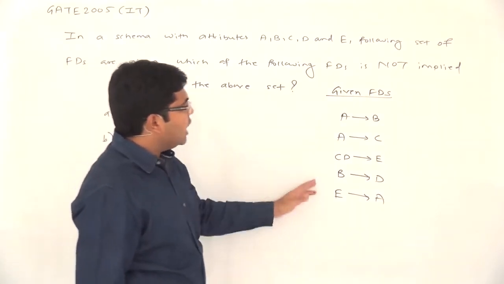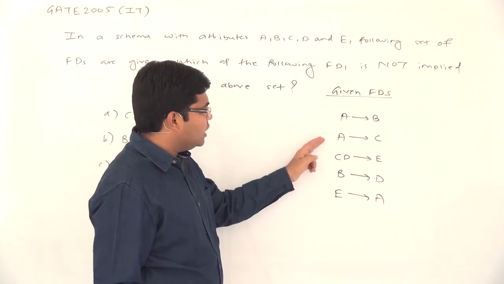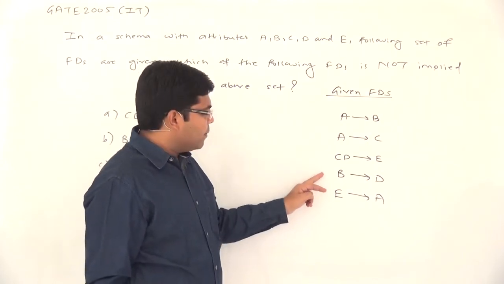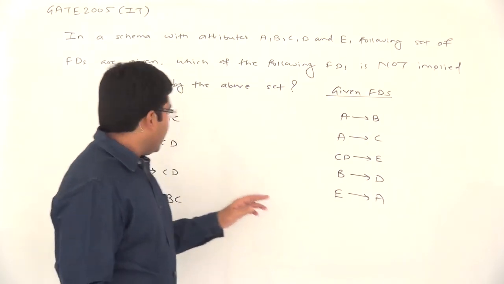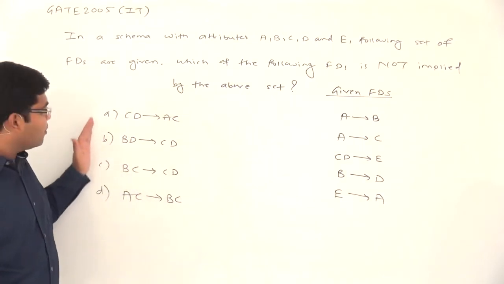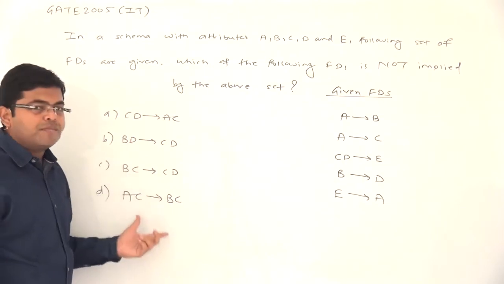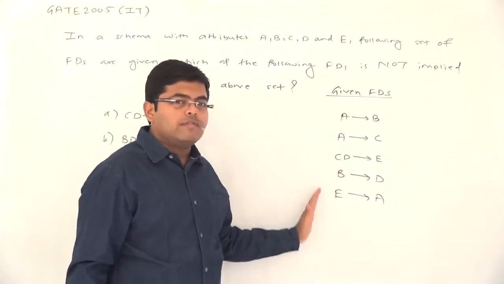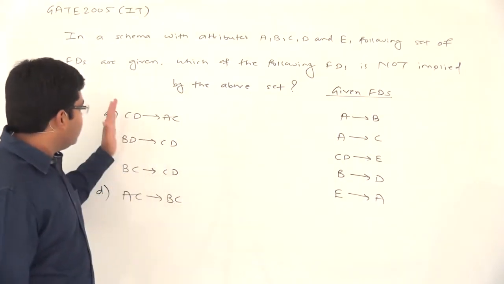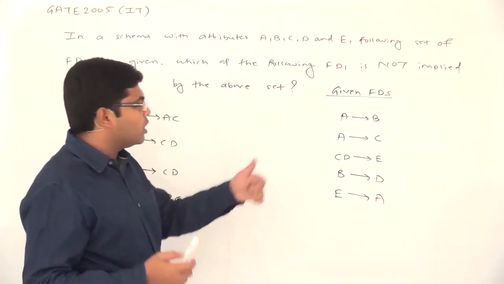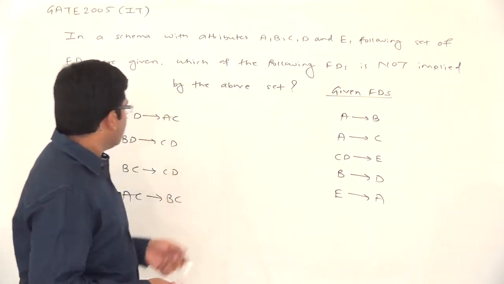So the given FDs are A gives B, A gives C, CD gives E, B gives D and E gives A, and there are 4 different options. Every option gives an FD. Now we need to check whether the FDs given in the option can be inferred from the given FDs or not. Whether the FDs given in the option can be derived from the given FDs or not. So let us check all the options one by one.